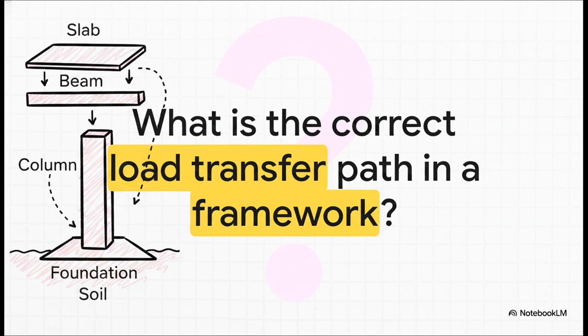Let's test your understanding right now. Go ahead and close your notes for a second. Can you recall the exact path a load takes from the roof all the way to the earth? Let's see if you got it. It flows from the flat slab, transfers to the horizontal beam, pushes down the vertical column, spreads into the foundation, and finally settles deep into the soil. If you got that right, excellent work.